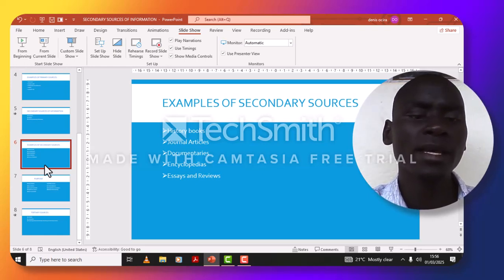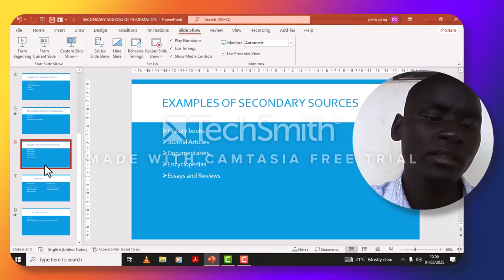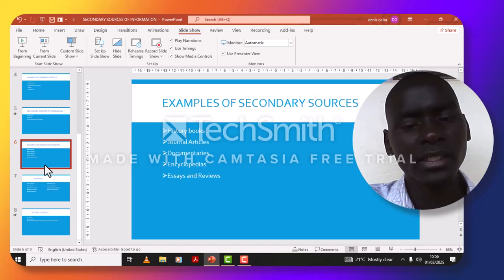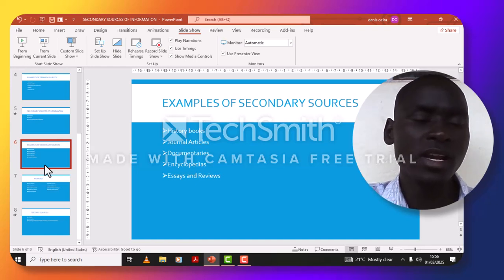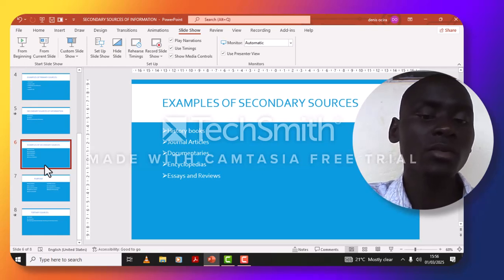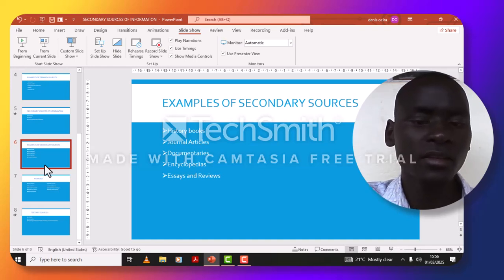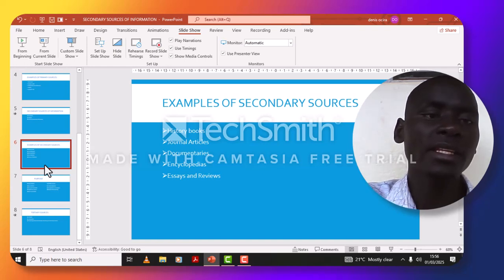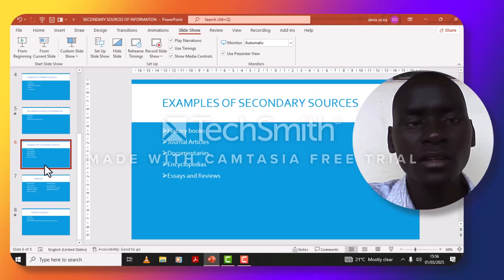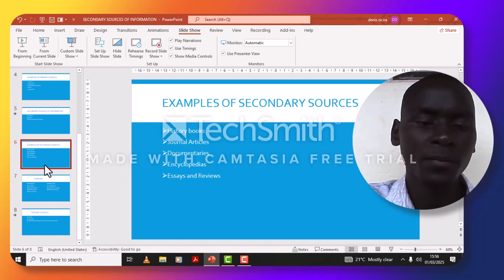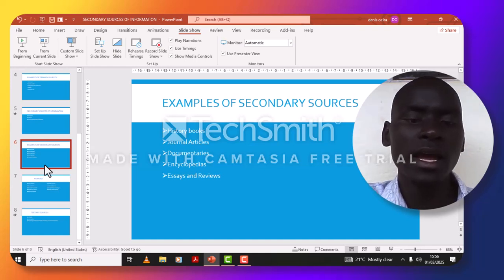Now what are the purposes of a secondary source of information? First of all, it is contextualization. Contextualization means secondary sources provide the necessary context for primary data. They synthesize information to offer a wider understanding of a particular idea. That is how secondary sources of information are very important. The second one is interpretation and analysis.